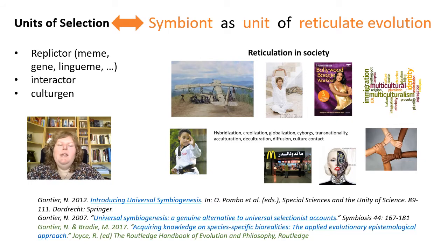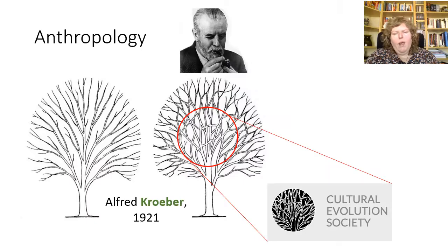And so that is something that is sometimes ignored within the neo-Darwinian literature that focuses on the study of units of selection. And these have been defined as genes, as replicators, as linguemes, units of linguistic evolution, or as memes, units of cultural evolution. But the reticulate aspect of cultural evolution there has been denied. And so one of the things that I have done in the past is I have introduced the symbiont as a unit of reticulate evolution. And the idea that there is reticulation in sociocultural evolution is something that goes back all the way to Alfred Gruber.